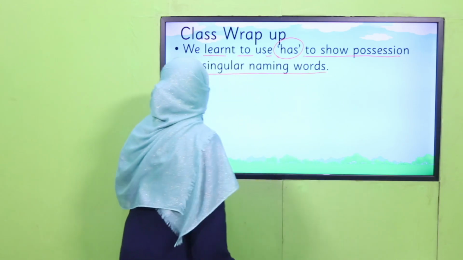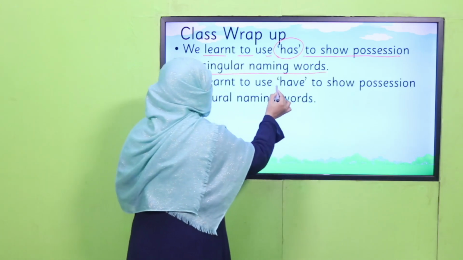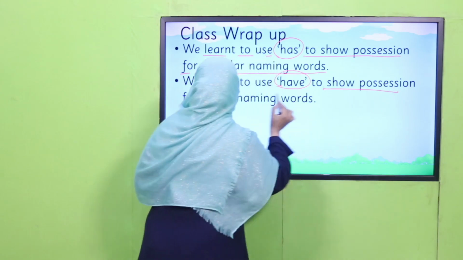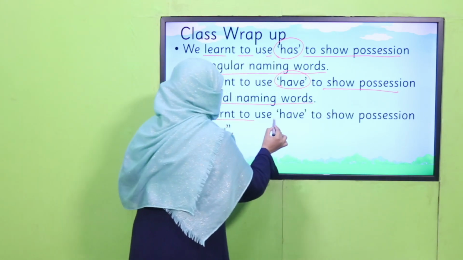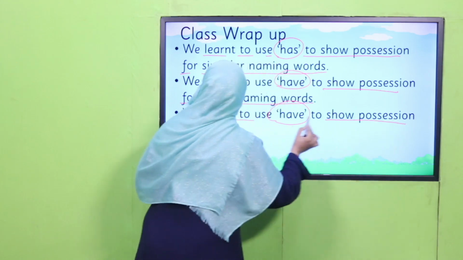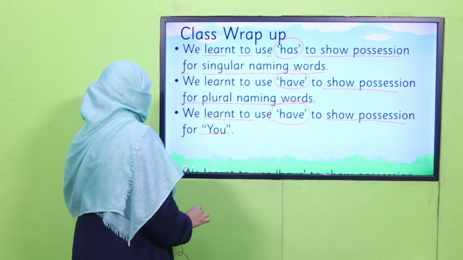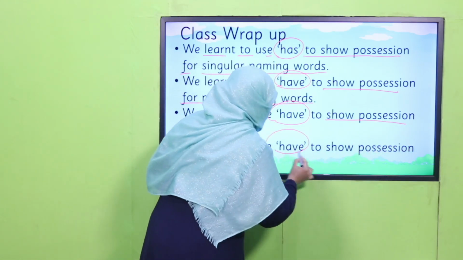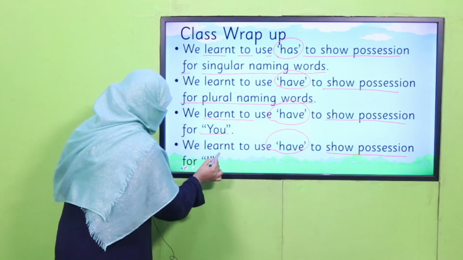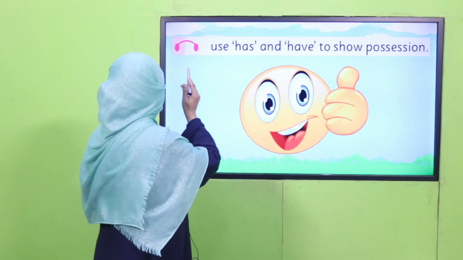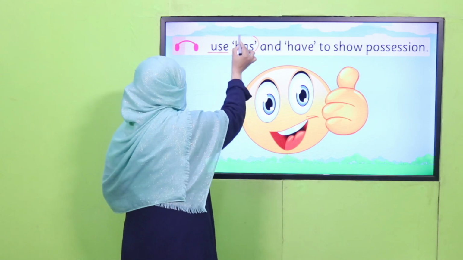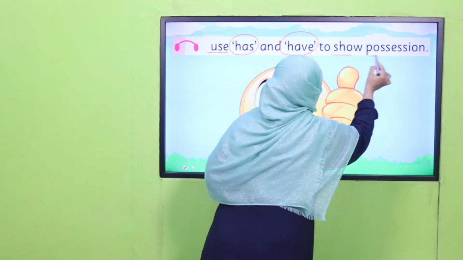And what we have learned so far, we learned to use has to show possession for singular naming words, and we learned to use have to show possession for plural naming words. We learned to use have to show possession for you, and we learned to use have to show possession for I. So this is what we learned, and in this way we achieved our today's SLO, that is to use has and have to show possession.